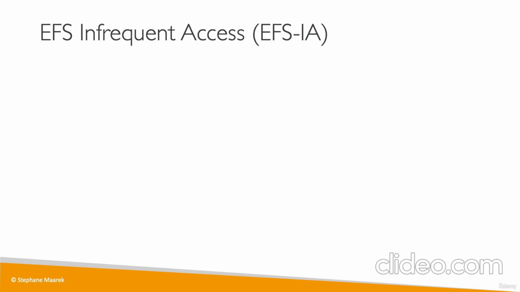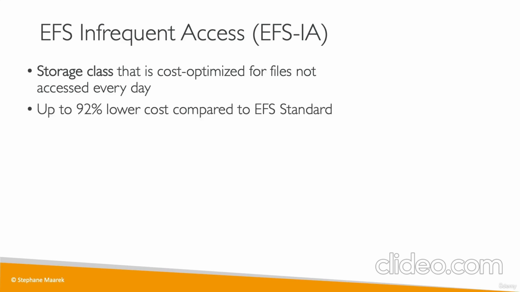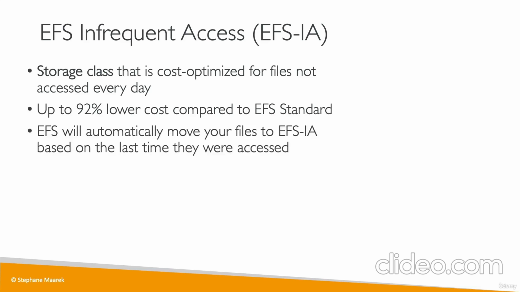There is a storage class you need to know for EFS, and it's called EFS Infrequent Access, or EFS IA. It's a storage class that is cost optimized for files that you don't access very often, for example, files you don't access every day. This storage class will give you up to 92% lower cost for storing the data compared to the other storage class, which is called EFS Standard. If you enable EFS IA, then EFS will automatically move your files to EFS IA based on the last time they were accessed and something called a lifecycle policy.